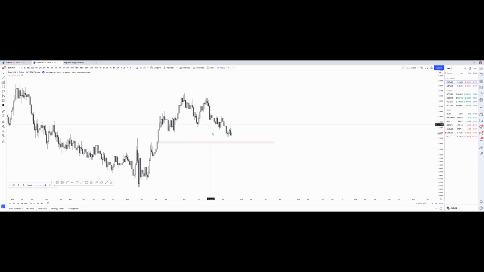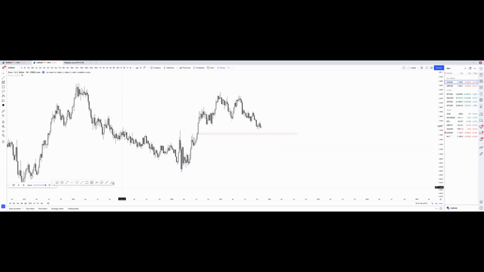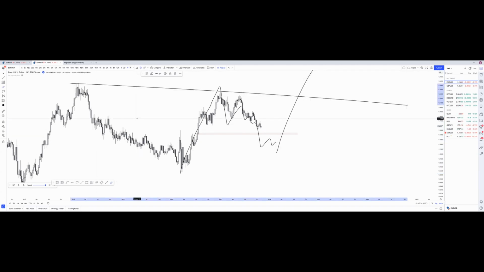Potentially, if we're not focusing too much on what happens to the left, what we're seeing here is impulse, complex pullback into another impulse that breaks that high over there, something like that. That's one possible scenario.